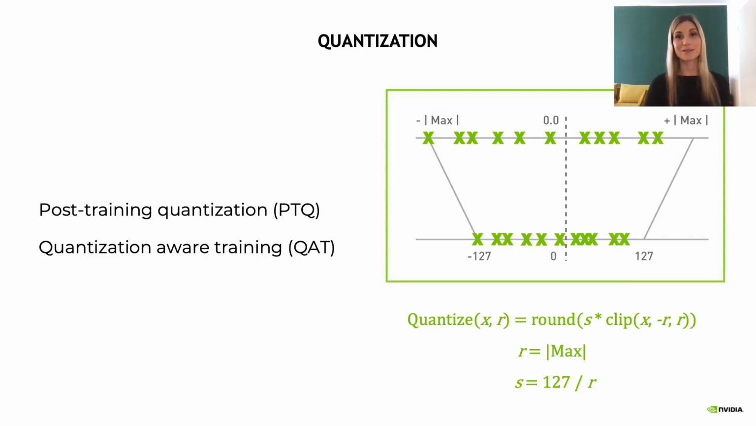And there are two ways to do this. The first one is called post-training quantization, or also calibration. For that, you need a separate data set on which you run your model, and you estimate the minimum and maximum values of the weights in the model, and then use it to find this mapping.